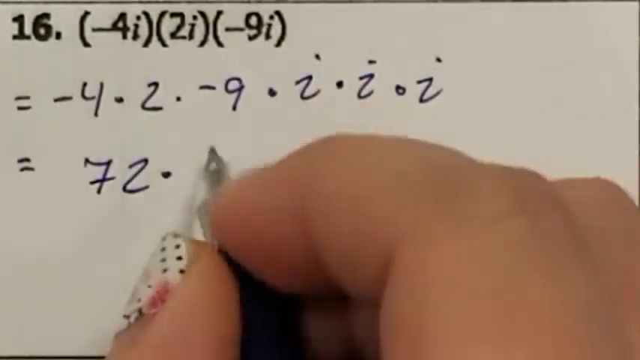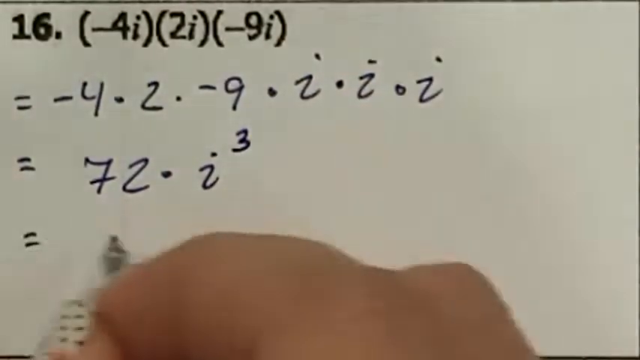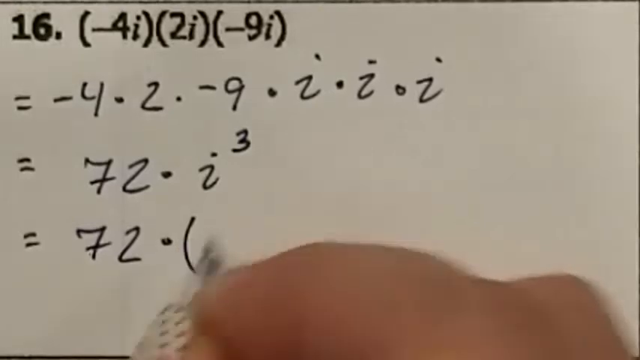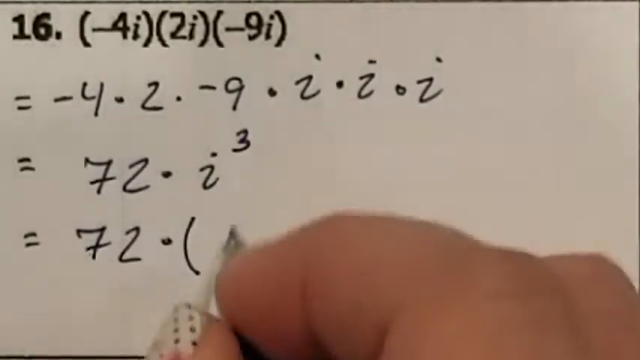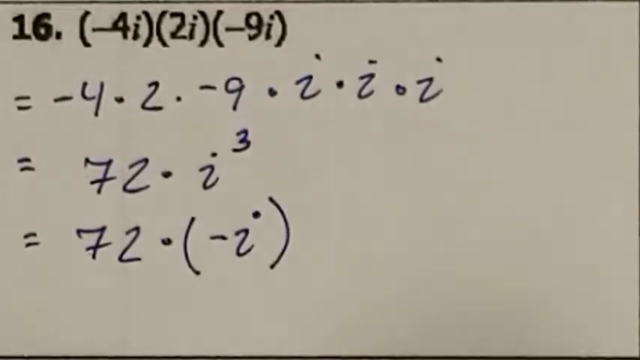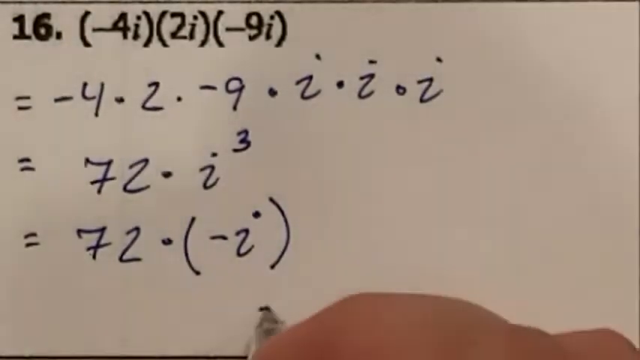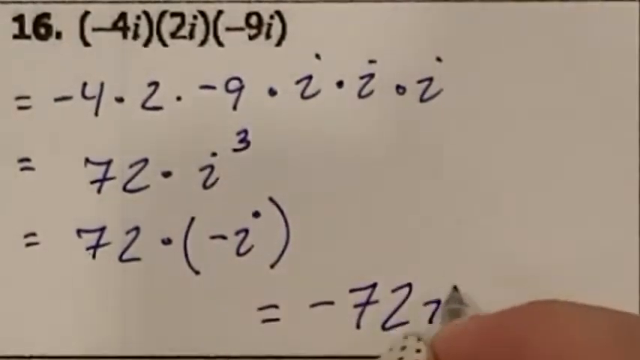If you see 3 i's, you have i to the third power. So 72 being multiplied by, what did we say i to the third power was? We said that was a negative i. 72 times a negative i gives me a negative 72i.